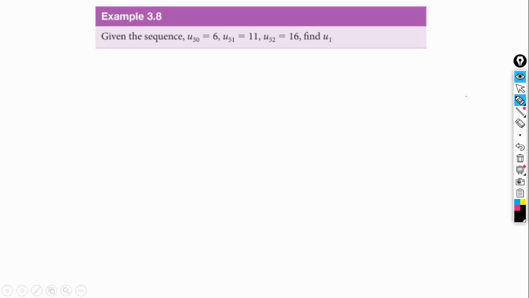So now we'll do example 3.8, and it says, given the sequence whose 50th term is 6, the 51st term is 11, and the 52nd term is 16, find the first term. So let's recall that the formula for the nth term is the nth term equals the first term plus the index minus 1 times the common difference. So notice that we already have here the common difference, because if they're telling us that the 50th term is 6 and that the next term is 11 and that the following term is 16, this is a pattern, right? So notice that there is a difference of 5. That means that the common difference is 5.